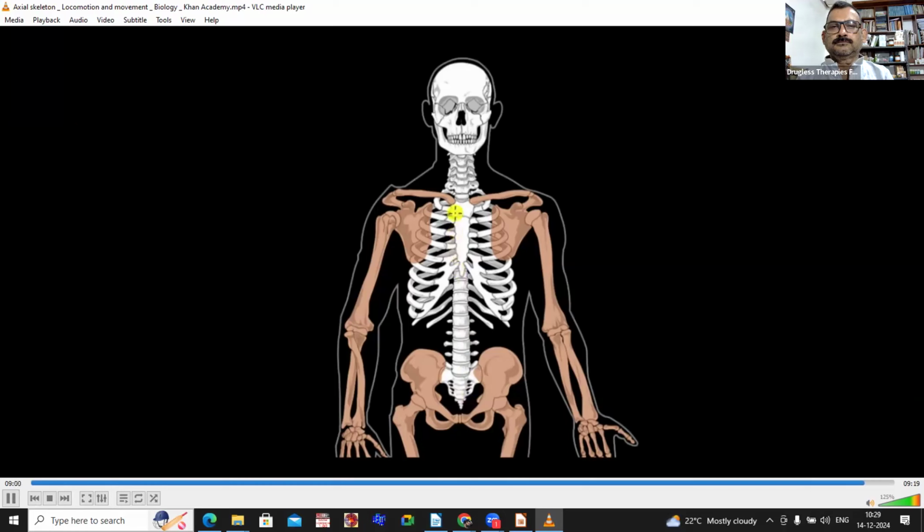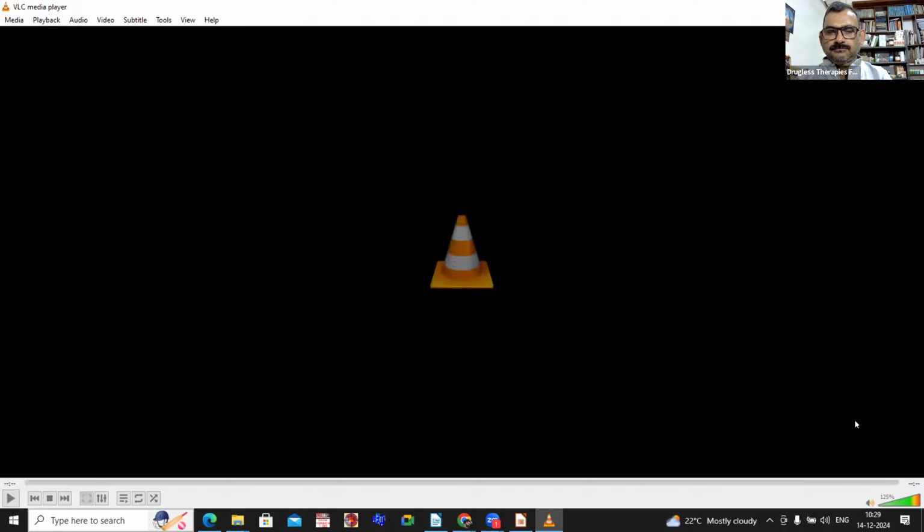And then there is the sternum in the front, and then there are these 12 ribs. The first 7 ribs are the true ribs, the 8th, 9th, and 10th ribs are the false ribs, and the last 2 ribs are the floating ribs. And together, the sternum, the ribs, and the vertebrae, they form the rib cage, inside which are housed the lungs and the heart.